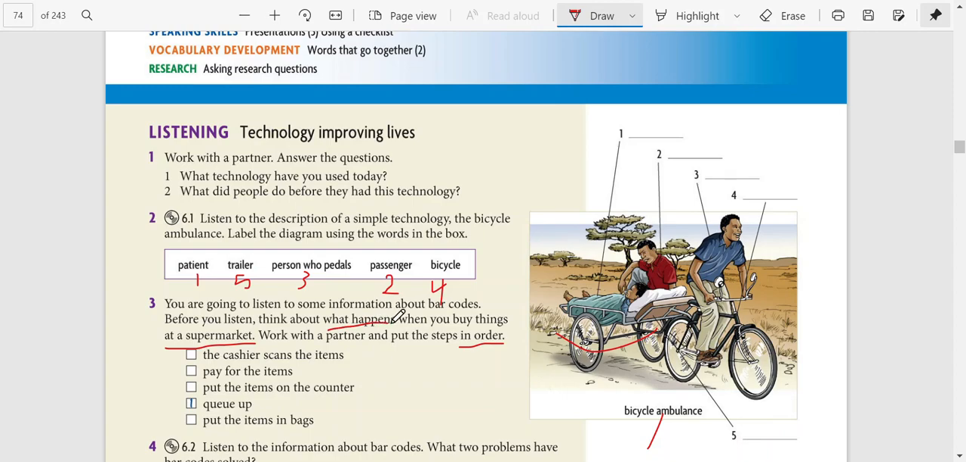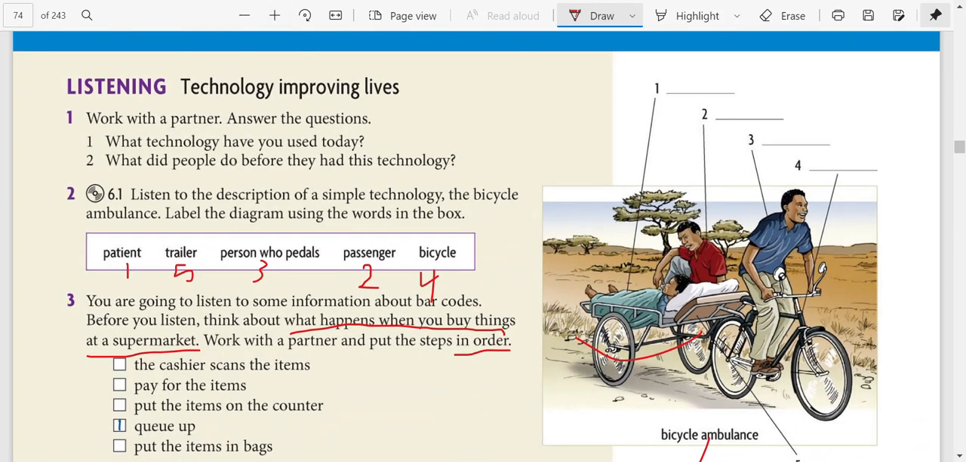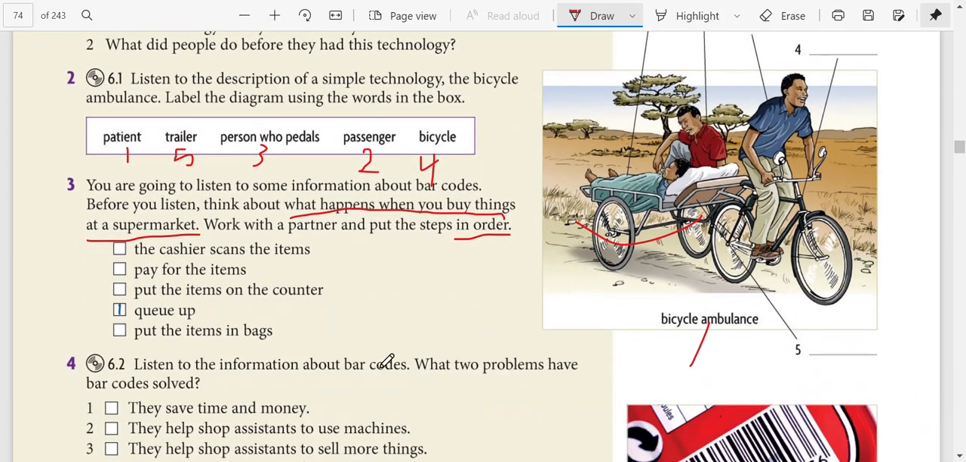And this is talking about what happens when you buy things at a market. Okay, what happens? For example, number one, selected: queue up. It means waiting in the waiting line. Queue line or queue up. Okay, after that, what should you do?